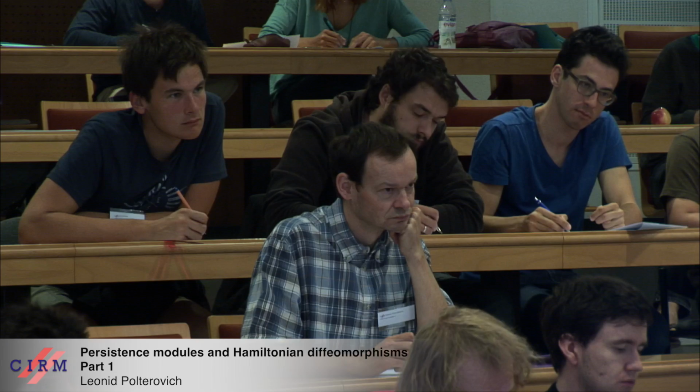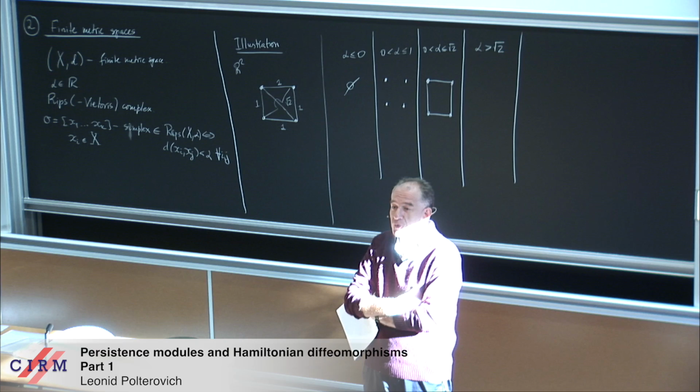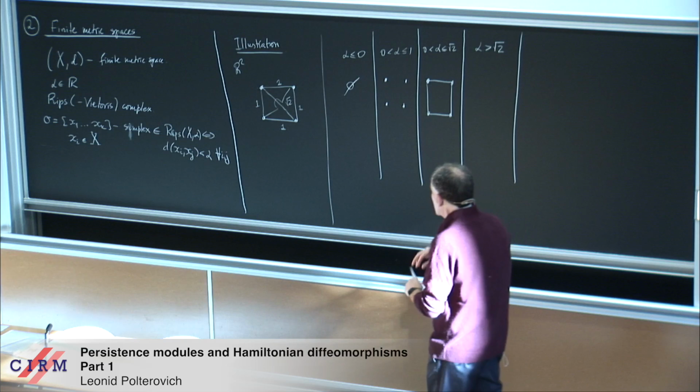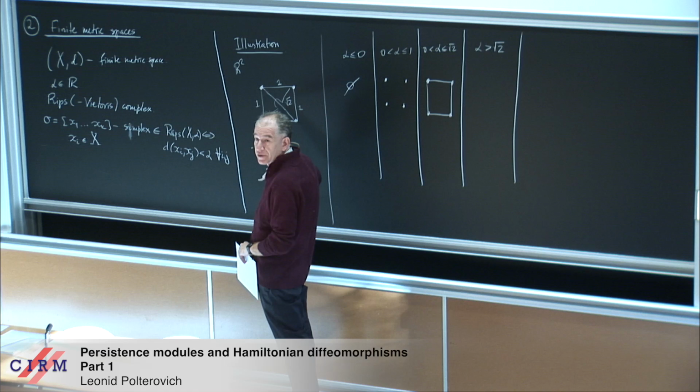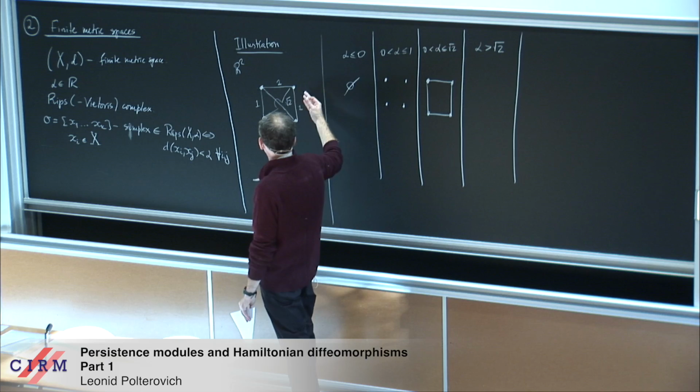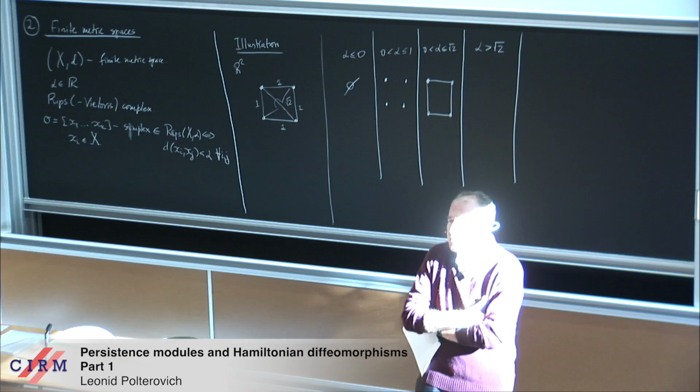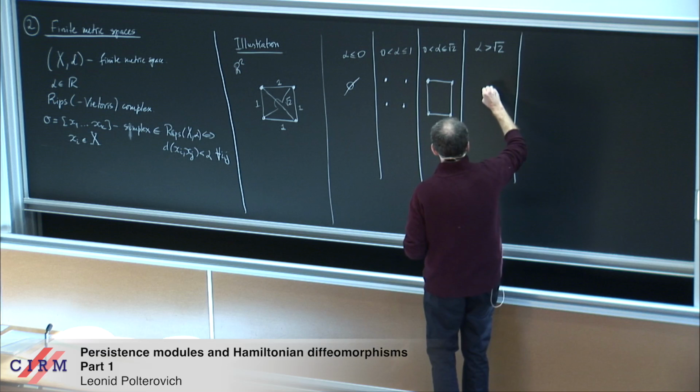Any ideas? So question, what is the Rips complex Rips(X, alpha), where X is our metric space consisting of the vertices of the square on the plane, and alpha is greater than square root of 2? Yes, so I see the full tetrahedron. Okay, so the full simplex.